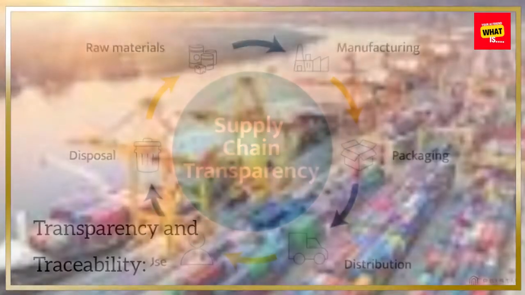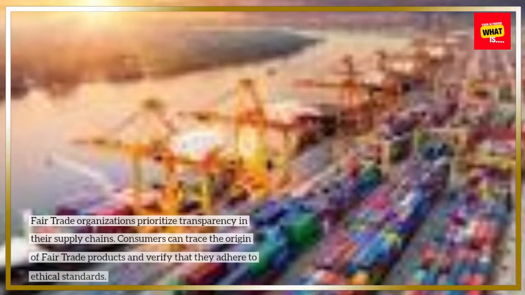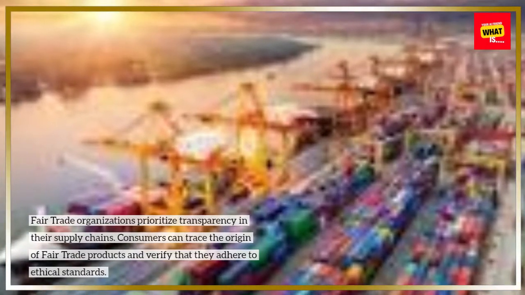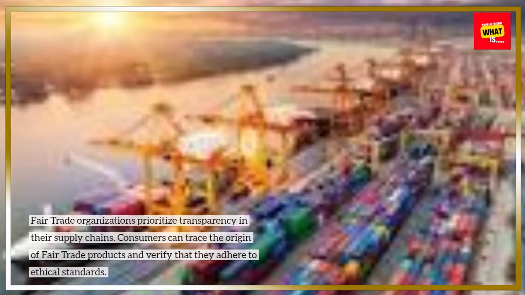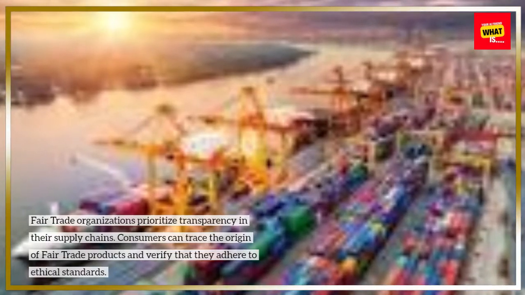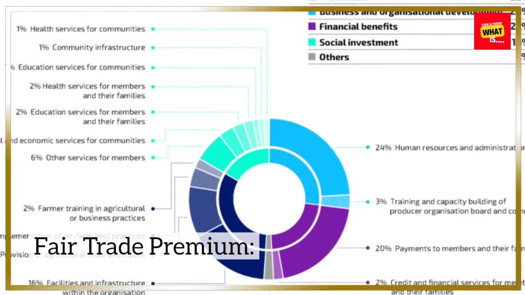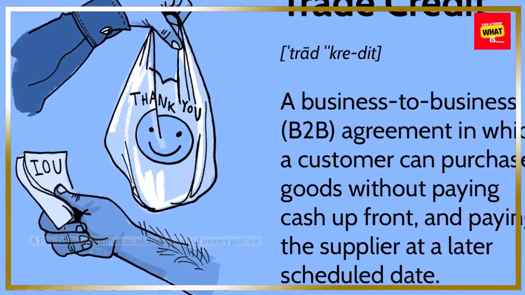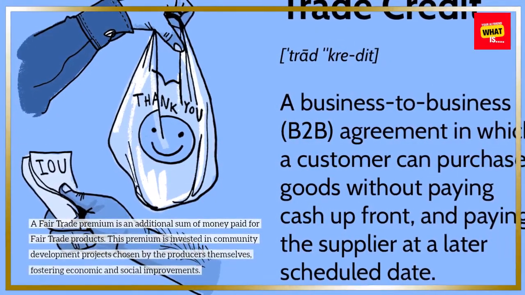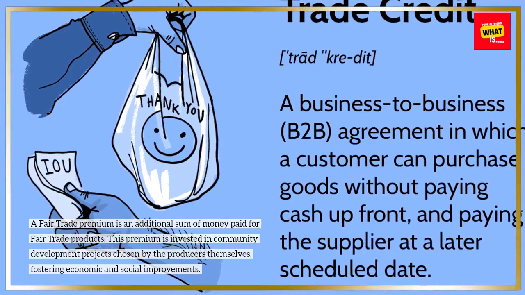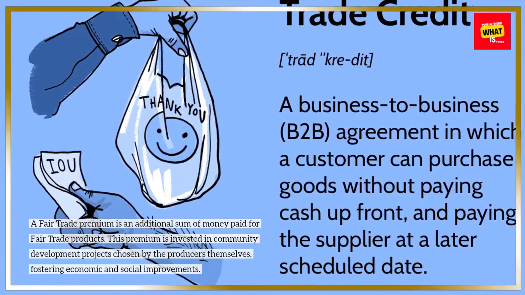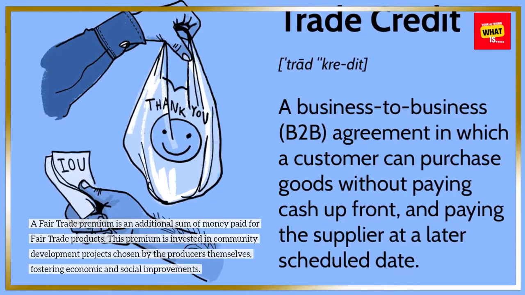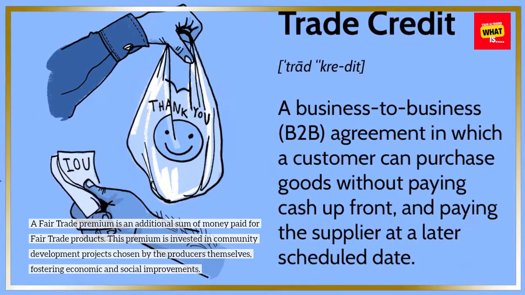Transparency and traceability. Fair trade organizations prioritize transparency in their supply chains. Consumers can trace the origin of fair trade products and verify that they adhere to ethical standards. Fair trade premium. A fair trade premium is an additional sum of money paid for fair trade products. This premium is invested in community development projects chosen by the producers themselves, fostering economic and social improvements.